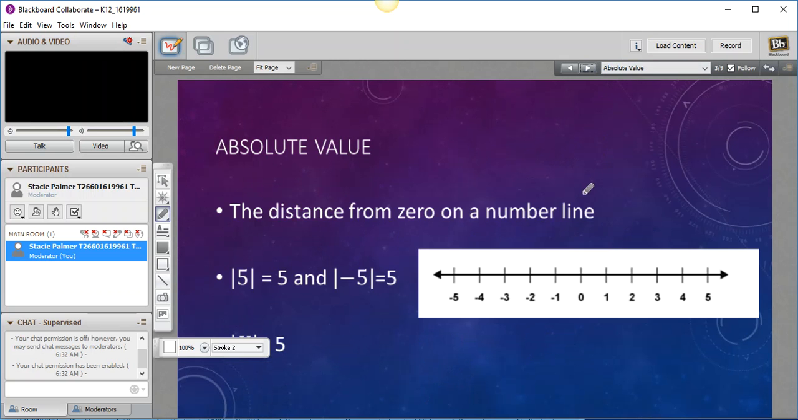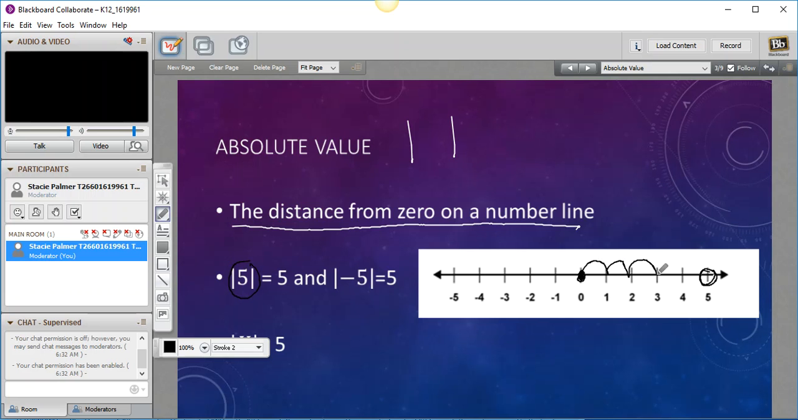Okay, so if you have something that's inside the absolute value symbol, it means the distance from 0 on a number line. Okay, so absolute value is just a distance. If we're talking about the absolute value of 5, well, here's 5 on our number line, right? So the absolute value of 5 would be 5 spaces away from 0 on the number line. You can see if we count that, it would be 1, 2, 3, 4, 5 spaces.